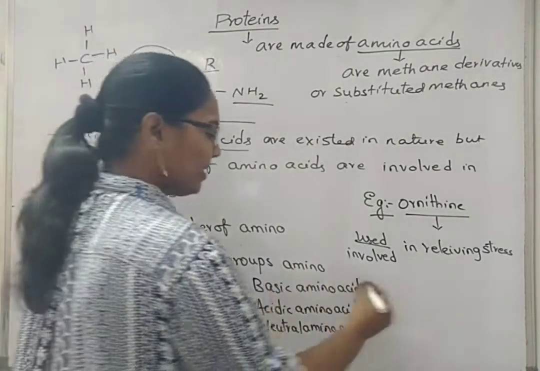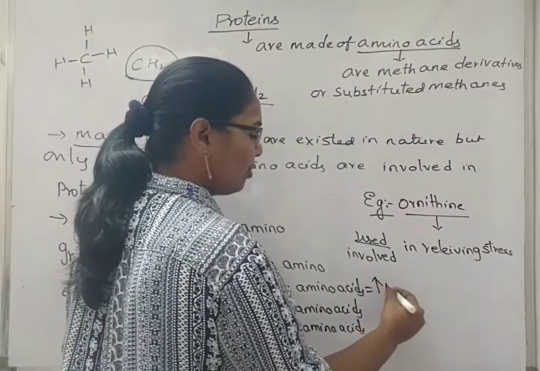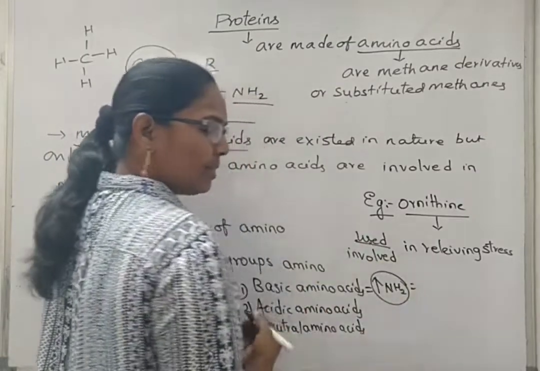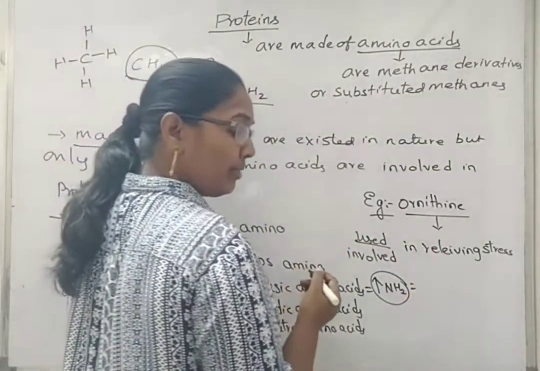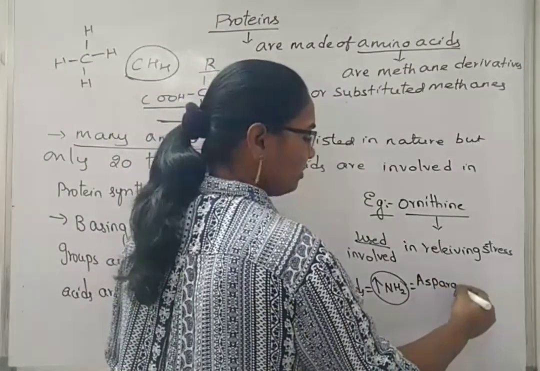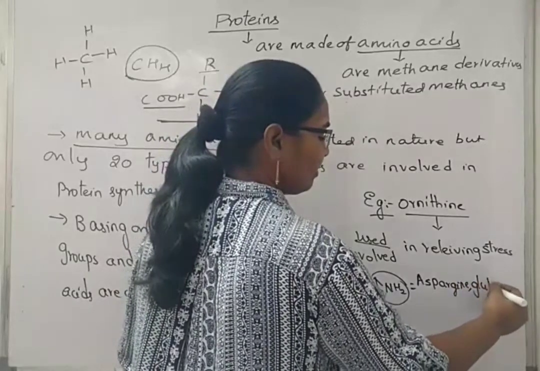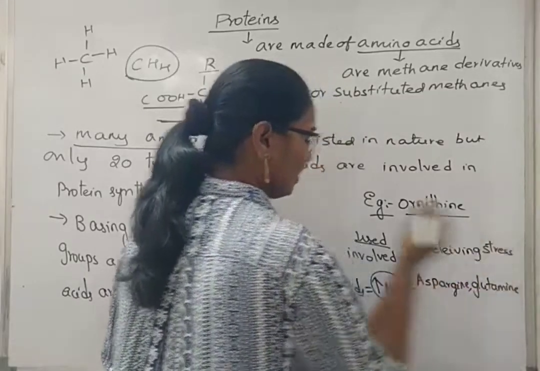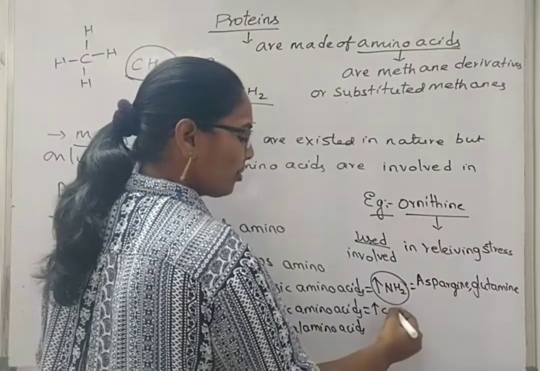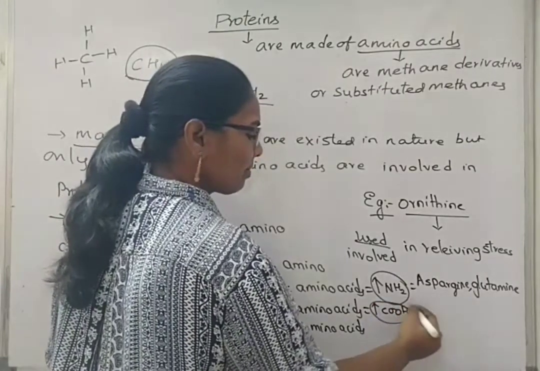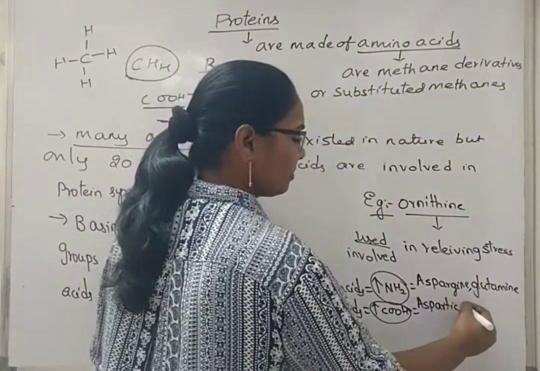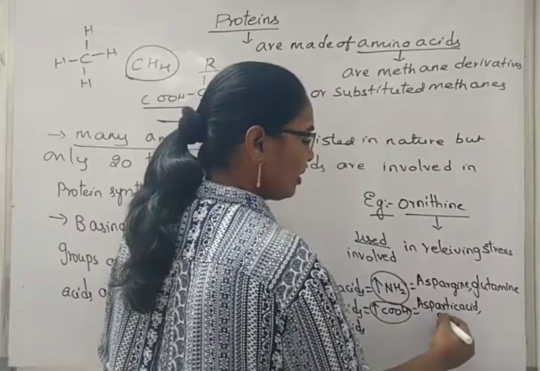In the case of basic amino acids, there are more amino groups. This we can remember. Examples are arginine and glutamine, or asparagine and glutamine. Now, in the case of acidic amino acids, there are more carboxylic groups. Here we can take examples like aspartic acid and glutamic acid.